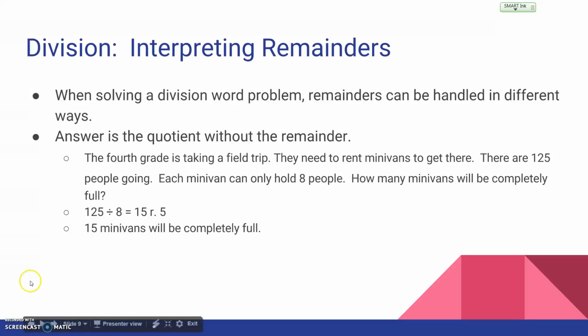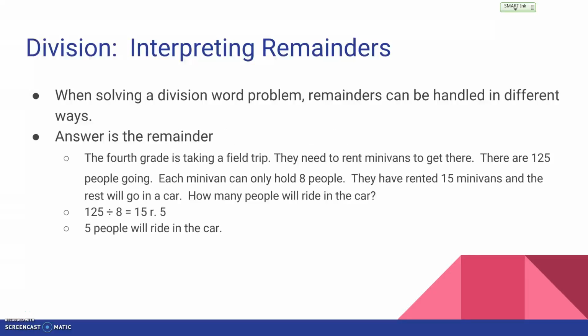So again, if we divide 125 into groups of 8 people, we have 15 full minivans with 5 people left over. So our answer is that 15 minivans will be completely full. So we're ignoring the remainder and just talking about the groups that we completely populated with 8 people. And here the answer is the remainder.